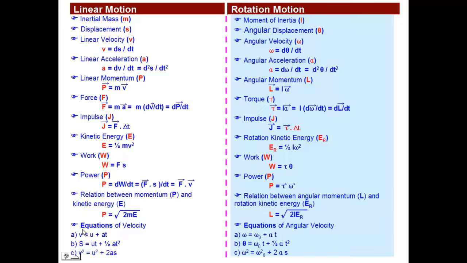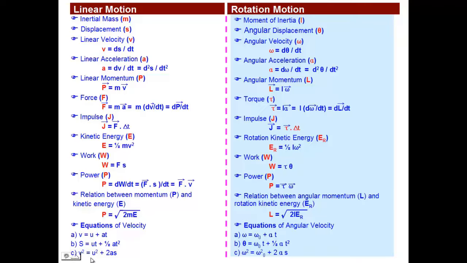Now next are the equations of velocities with respect to linear motion. First, v equals u plus at, where v is the velocity, u is the initial velocity of the object, a is acceleration and t is time. Next, s equals ut plus half at square, where s is distance, u is initial velocity, t is time, and a is acceleration.